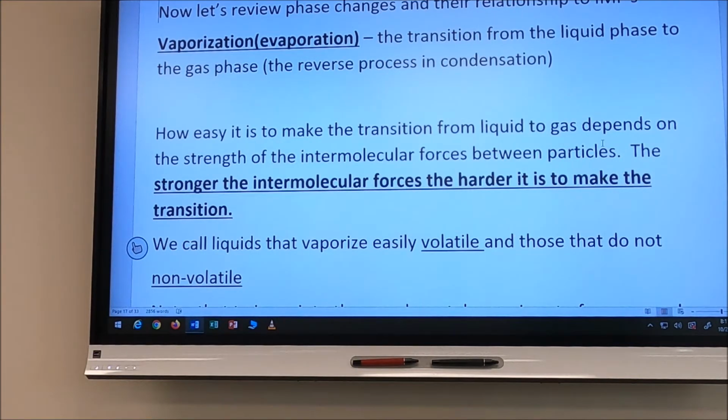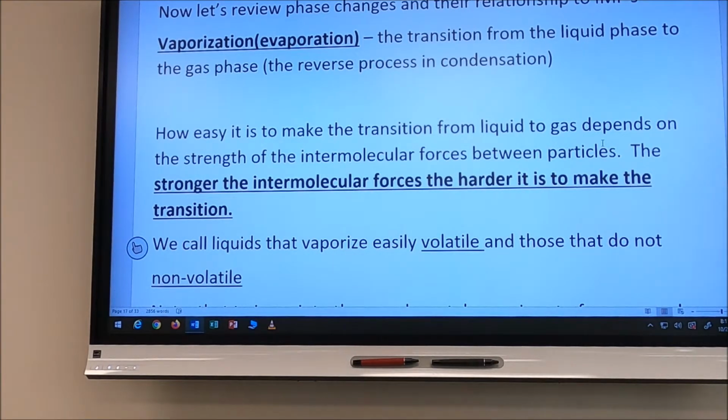The reverse of that, of course, is condensation. How easy it is to make the transition from the liquid to the gas phase depends on the strength of the intermolecular forces between the particles. The stronger the intermolecular forces, the harder it is to make the transition, which means the higher the temperature we're going to see boiling occur.